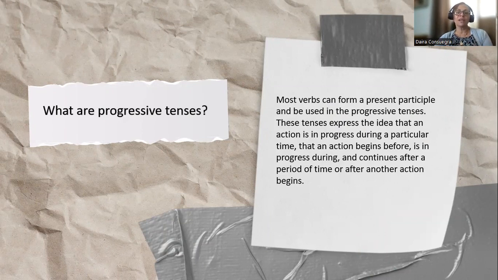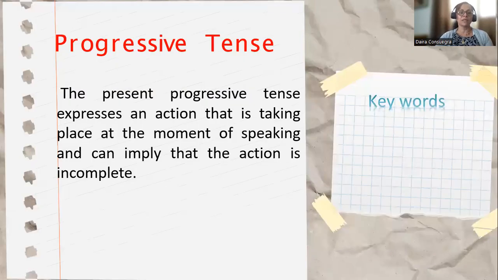When it's present, it's something that is happening right now. When it's past, it's something that happened, but it's still happening right now. And the future is something that is going to happen. And we need another action to begin. Here we have the progressive tense.